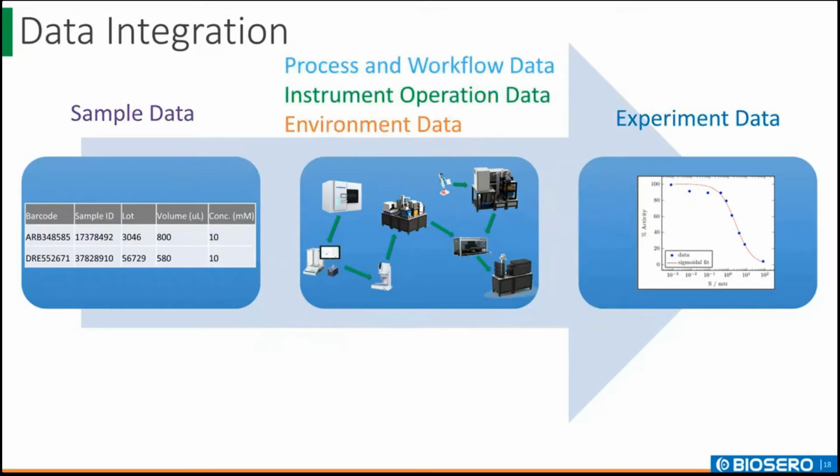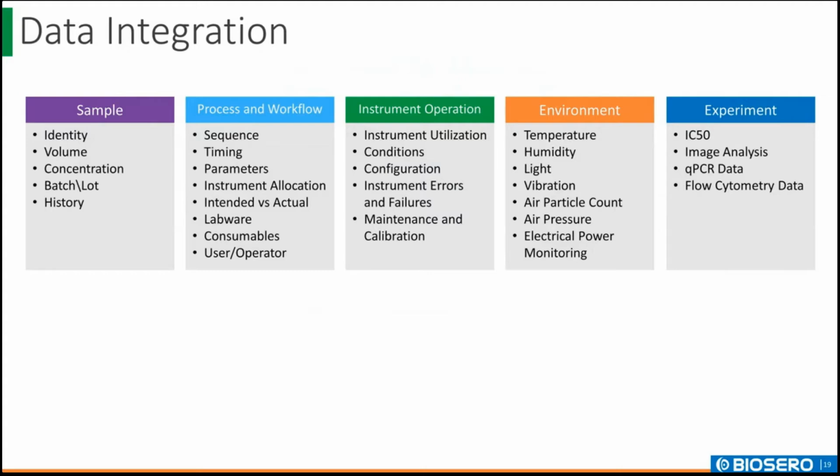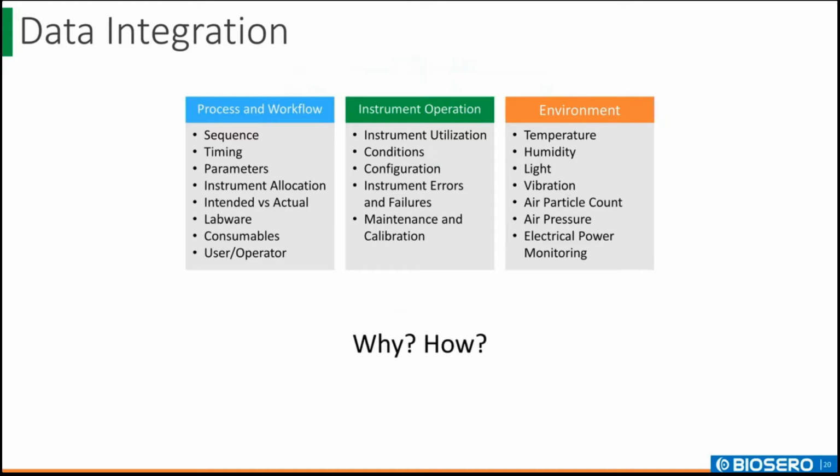I like to add three categories to our existing sample and experimental data, and that's process and workflow data, instrument operation data, and environment data. So this slide contains a small sampling of the types of data for each of these categories. I'll focus on these center three to look first at why we'd want to capture that data, their uses, and then talk a bit about metadata and how data can be contextualized to enhance its value. So first the why, then the how.